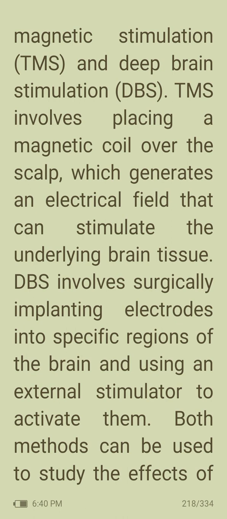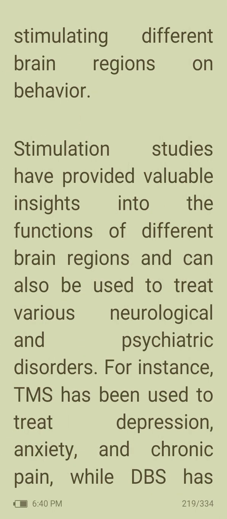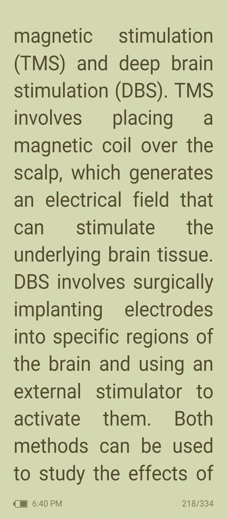So, transcranial magnetic stimulation involves placing a magnetic coil over the scalp, which generates an electrical field that can stimulate the underlying brain tissue. Then, the deep brain stimulation involves surgically implanting electrodes into specific regions of the brain and using an external stimulator to activate them. Both methods can be used to study the effects of stimulating different brain regions on behavior, which are the two types.